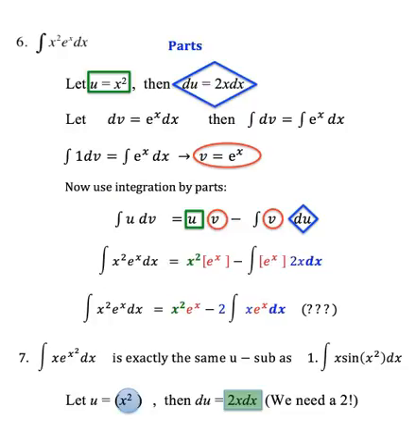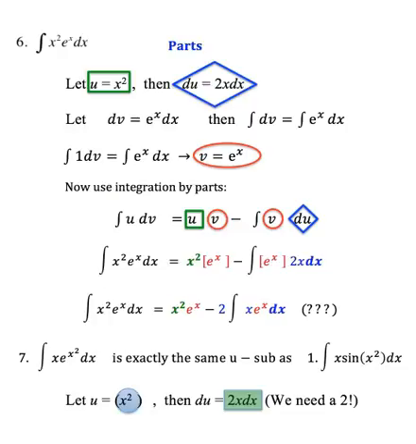Now using integration by parts, the integral of u dv is equal to uv minus the integral of v du, or going back to the original, the integral of x squared e to the x dx is equal to x squared, because that's our choice of u, times e to the x, because that's our choice for v, minus a new integral of e to the x times 2x dx, where v is equal to e to the x and du is equal to 2x dx.